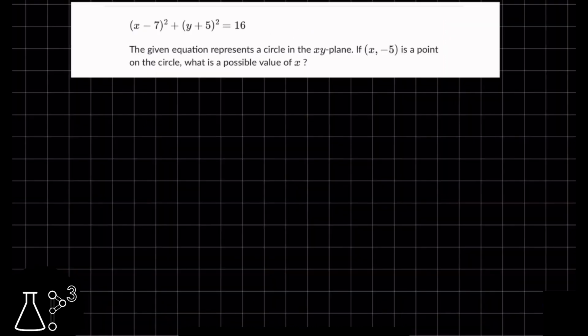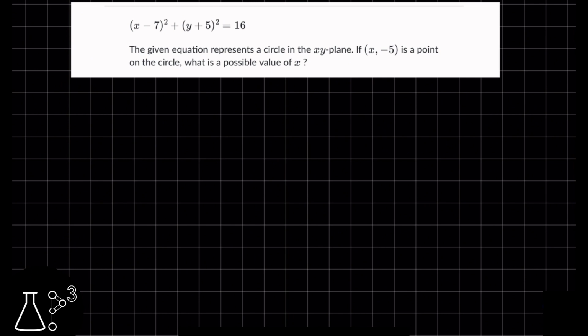Let's do a circle question now. The question asks the following: the given equation represents a circle in the x y plane. If the point (x, -5) is on the circle, what is the possible value of x? So what do we know so far from the question?